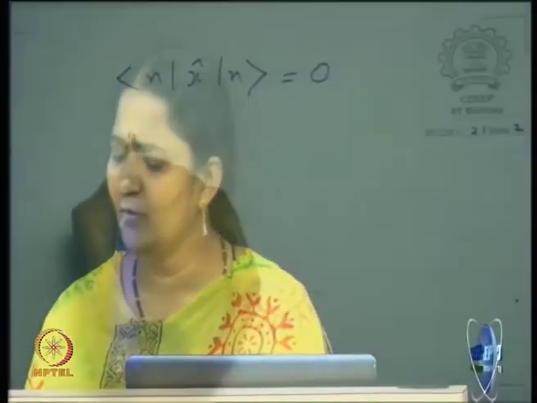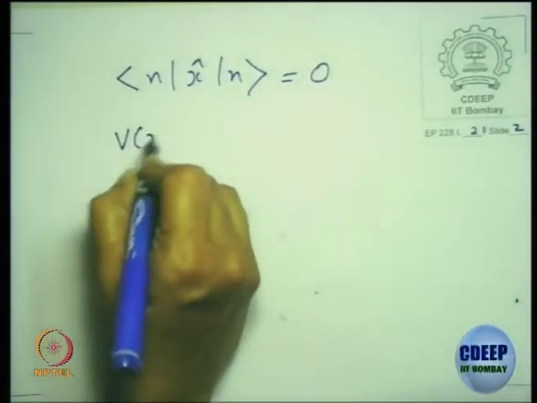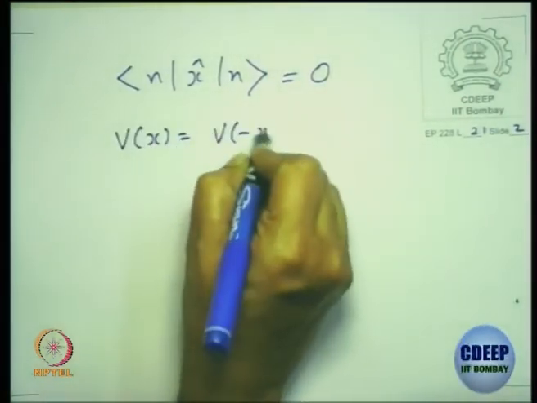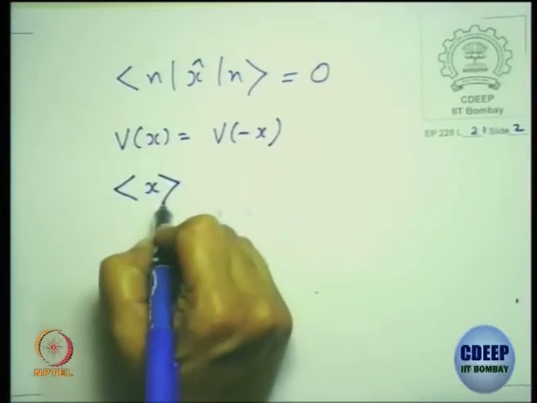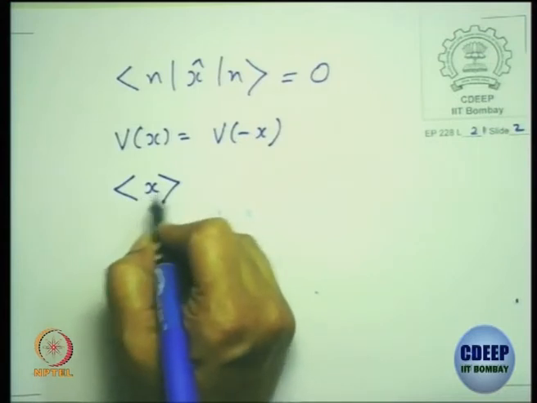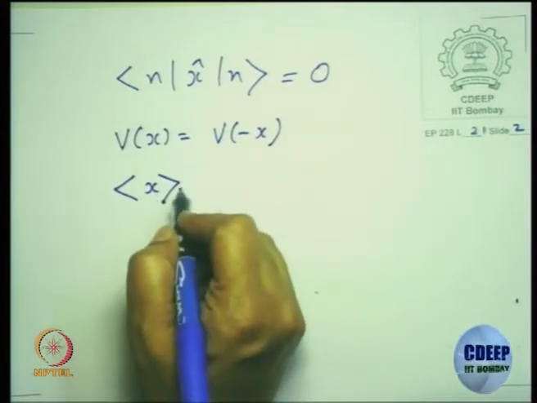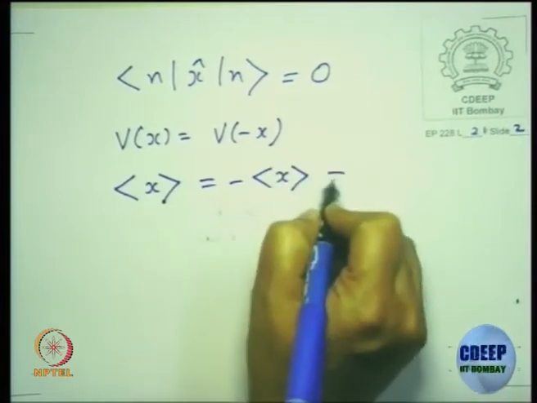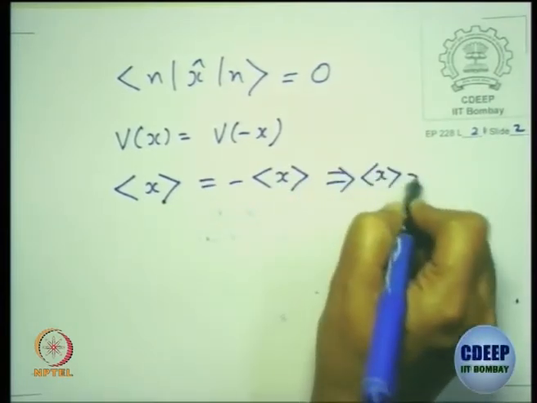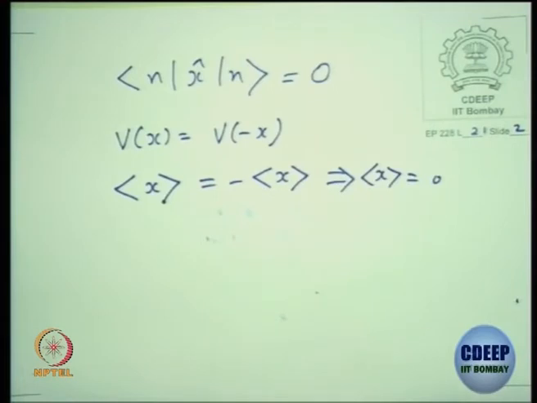So, that is the important interesting fact, right. If you remember, I had asked you in harmonic oscillator V of x is V of minus x. So, if you want to find expectation value of x, it should satisfy that property, x expectation is same as minus x, right, and this implies expectation value is 0, right.